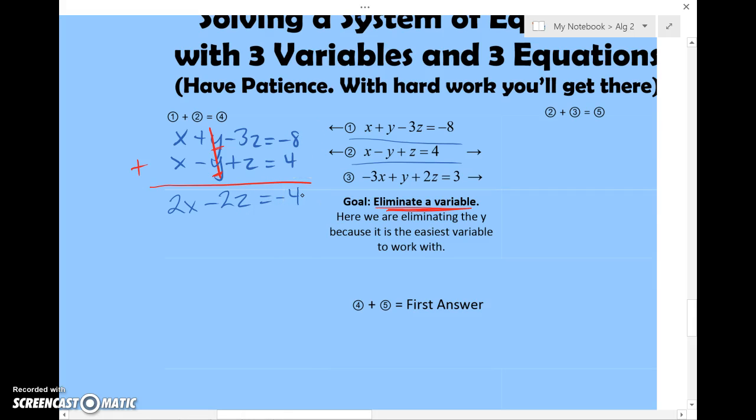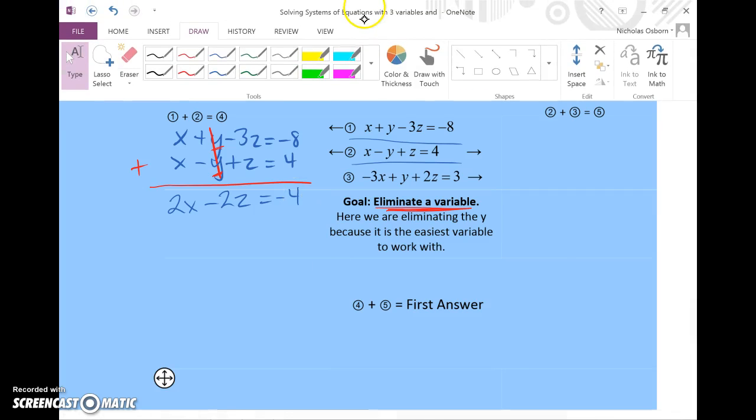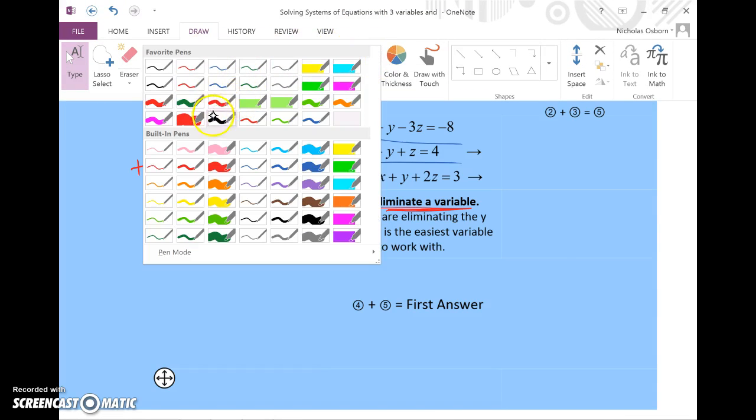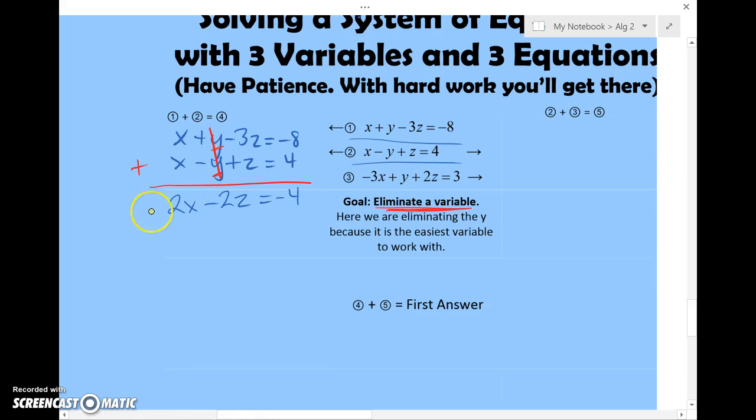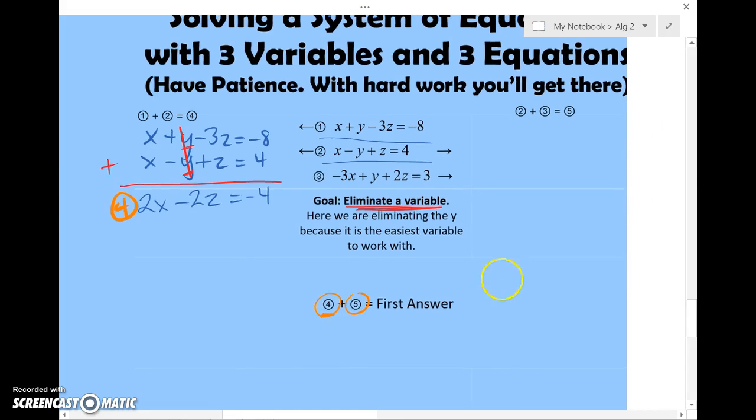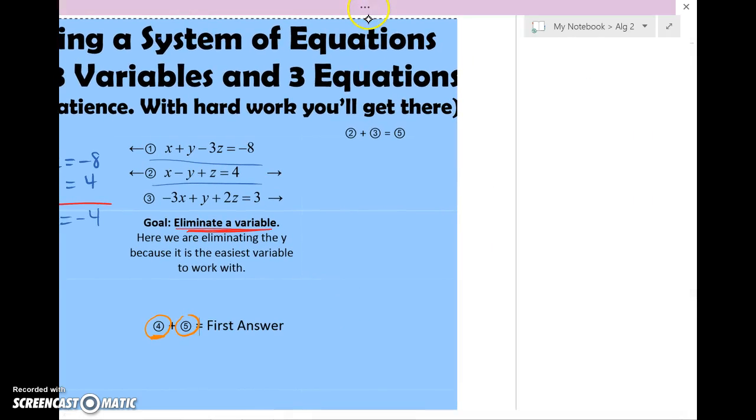So that will be equation, let's look at a new little color here. How about, I don't know, this one. Our new equation is equation number 4. As you can see down here, that's what we want. Now we're going to make equation 5. Okay, so let's move over to the right. Now let's rewrite equations 2 and 3. Bring it to the right.